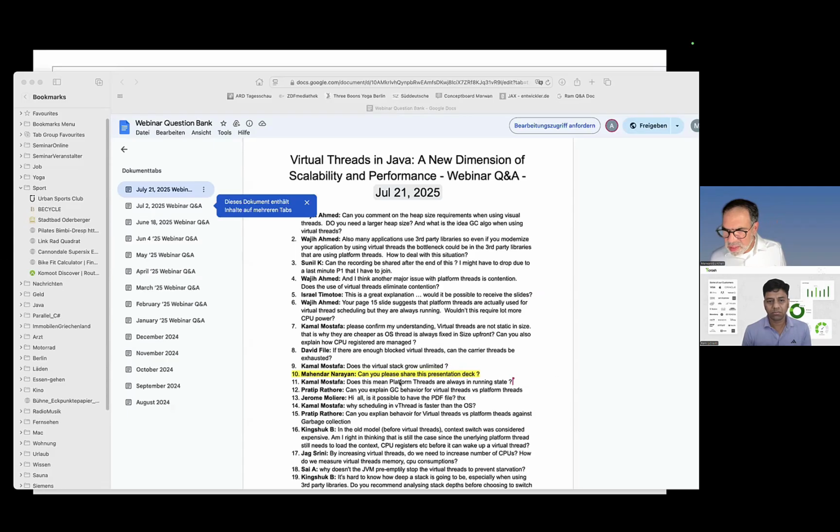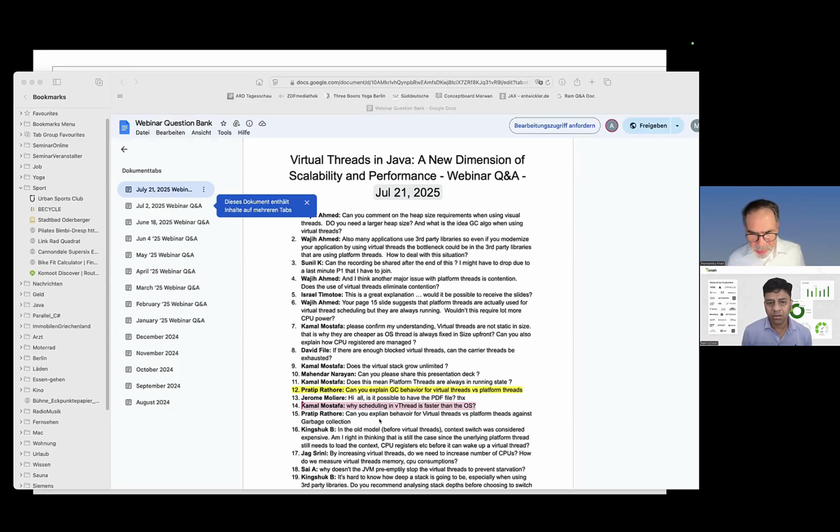Mustafa, does this mean platform threads are always in running state? No, but ideally they are. The pattern of virtual threads intends to keep the platform threads always running, but there is no guarantee for that. And always, anyway, doesn't mean always, because if you have a general purpose computer, there will be other threads, operating system threads, networking threads, user interface threads, and they all share the CPU. Ideally, they should be kept busy, but they are not always running. Sometimes they are just runnable, but not running.